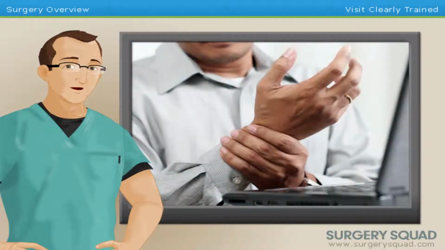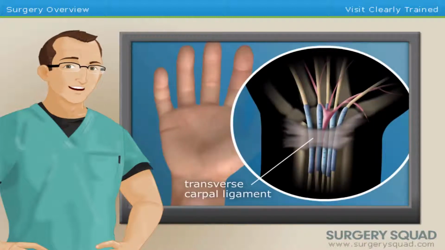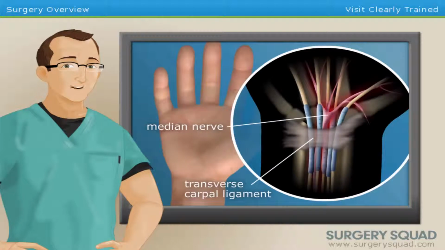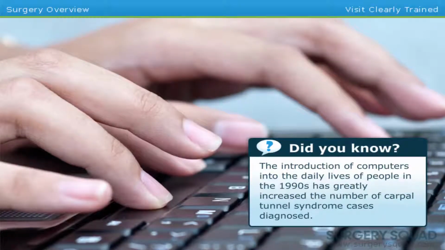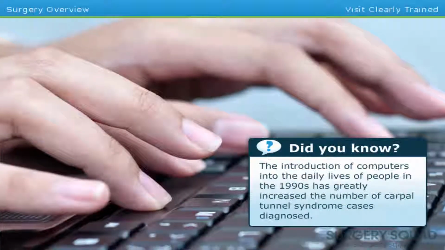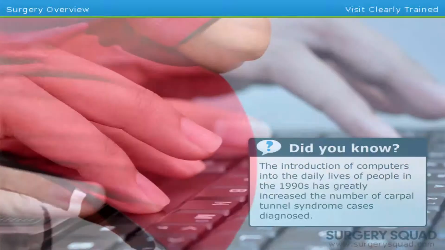Carpal tunnel syndrome is characterized by a tingling numbness or pain in your hand, and sometimes forearm. It develops due to the swelling of a ligament in the wrist known as the transverse carpal ligament. The swelling of the transverse carpal ligament creates pressure on the median nerve in your wrist. This nerve is responsible for supplying feeling and movement to various parts of the hand. Performing repetitive motions with the hand or wrist over a long period is the main cause of carpal tunnel syndrome, and the condition is more commonly seen in women than men.